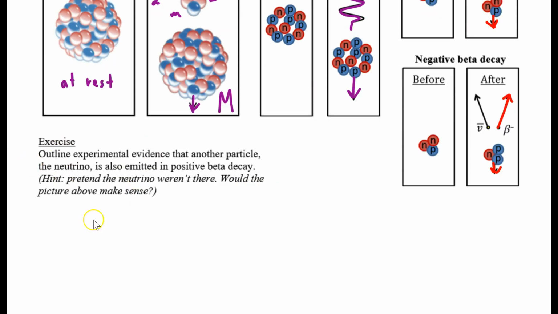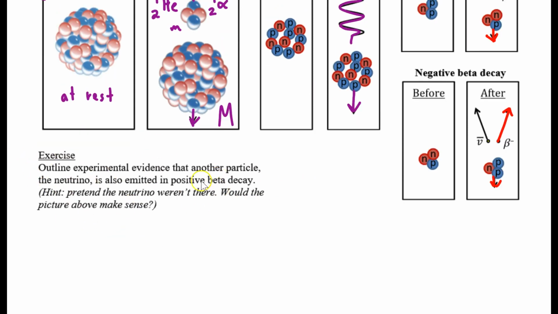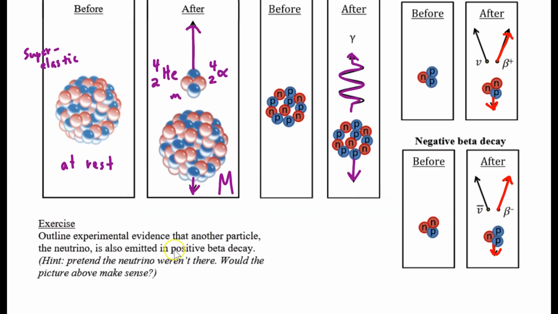Try this exercise and see if you can outline the experimental evidence that the neutrino must exist. This was our first evidence, but much more evidence has been produced since then.